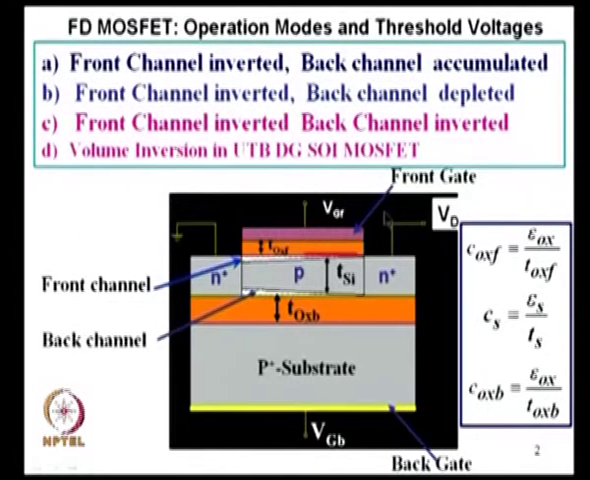Compared to the bulk MOSFET, there are different modes of operation in the case of SOI. We have said you can have the front channel inverted all the time, but the back channel can be either accumulated, depleted or inverted. So, that is 2 channels are there.